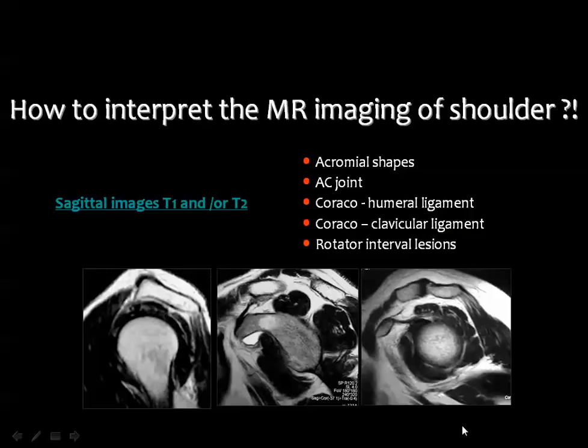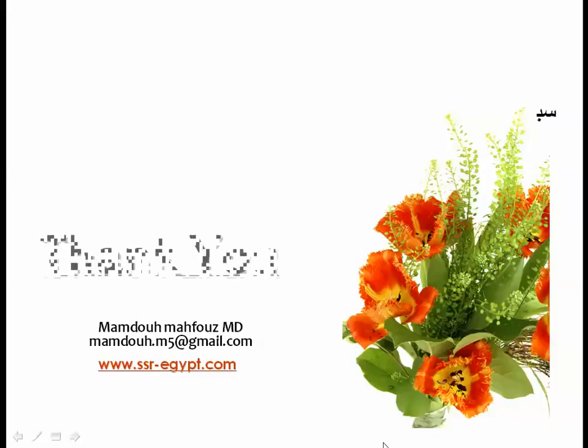The sagittal images are very important for evaluation of the acromion shape, the four shapes you know, and the acromioclavicular joint for osteoarthritis and so on. The sagittal images are also very essential for evaluation of the coracohumeral ligament, the coracoclavicular ligament, and evaluation of the rotator interval lesions, which are located between the supraspinatus and the subscapularis tendons.